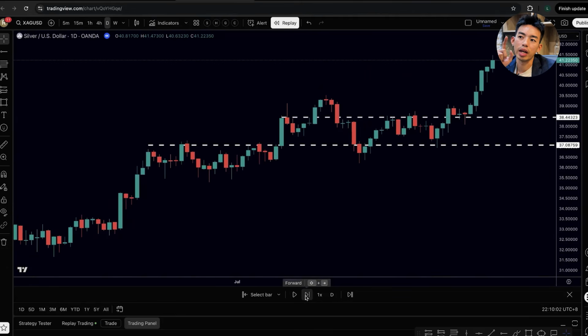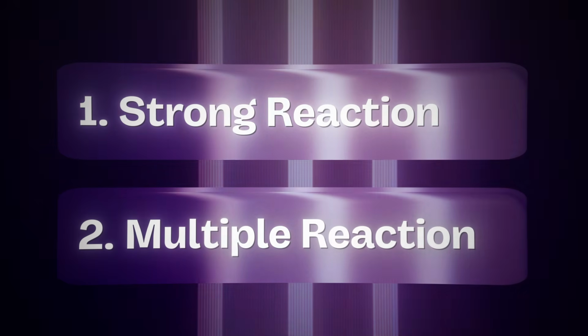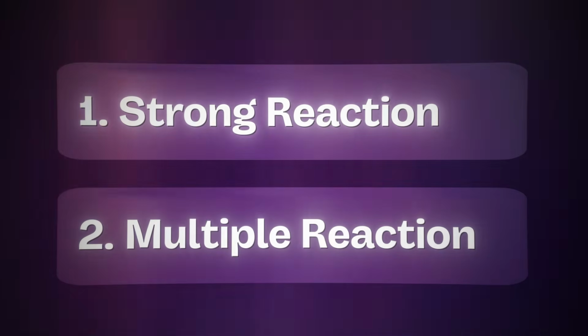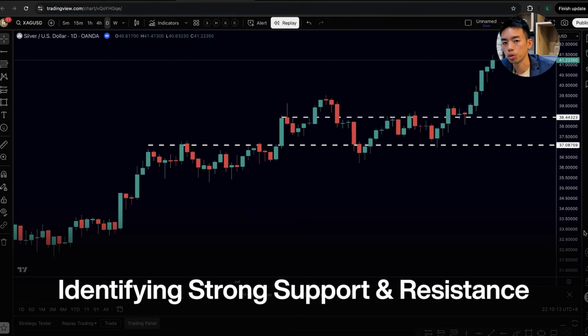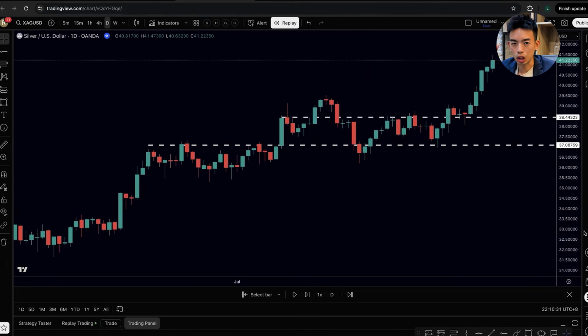I'm gonna talk about the exact entry and how you would get into this trade right here in just a second. But those are the 2 main things to focus on when it comes to identifying strong support equals resistance area. A strong reaction of those memory area and multiple reaction of those same memory area.